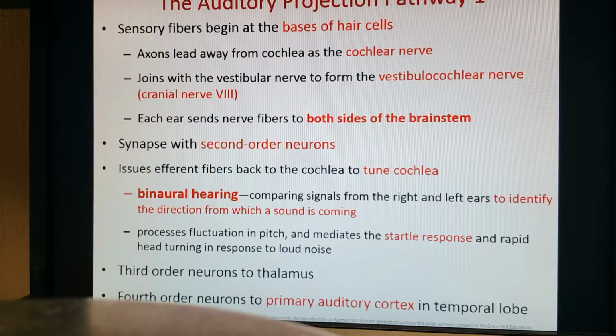Eventually, that information is sent to your primary auditory cortex, telling your brain the pitch and loudness and other characteristics of that sound, so you're able to determine what you're hearing. Eventually, that's sent to your association cortex, so you actually make sense of the sound. Primary auditory cortex: okay, hey, I heard something. Association auditory cortex: what did I hear?